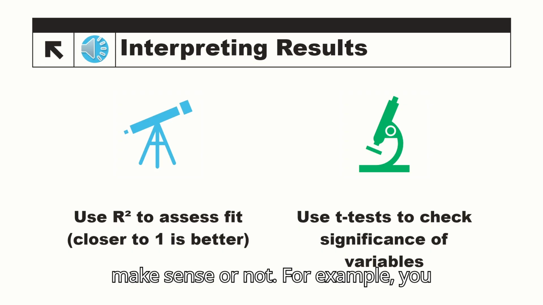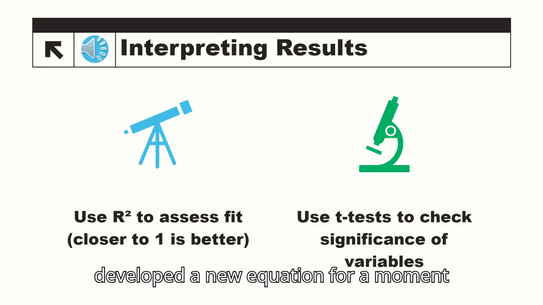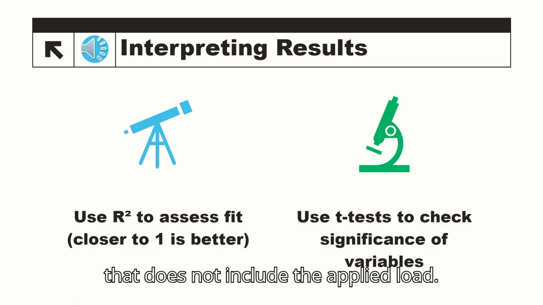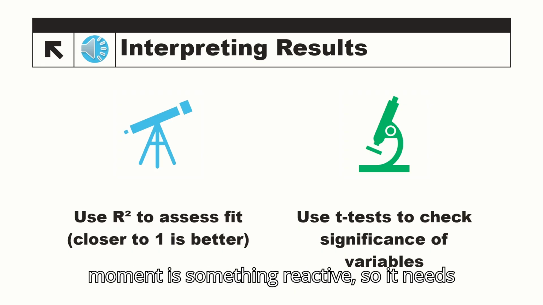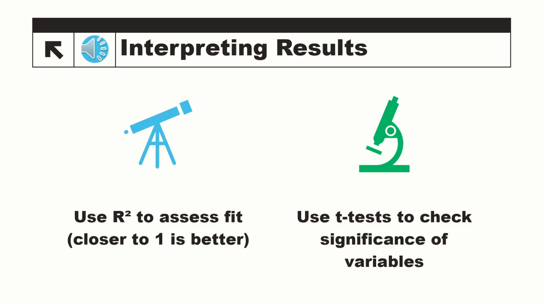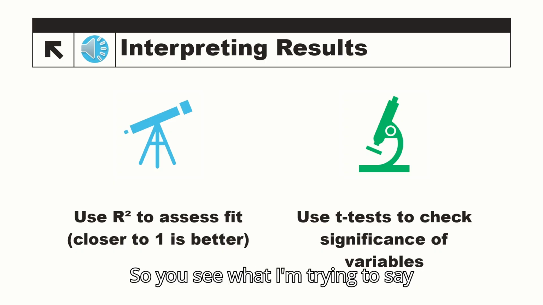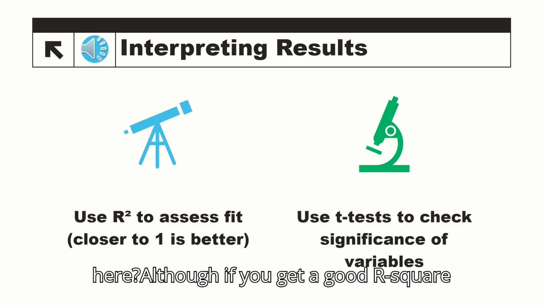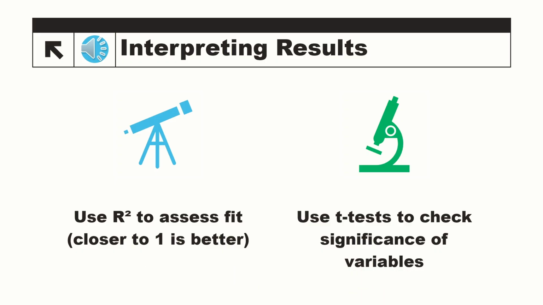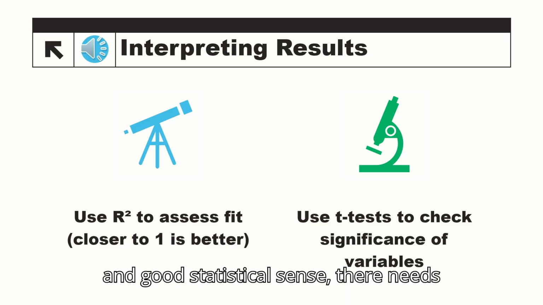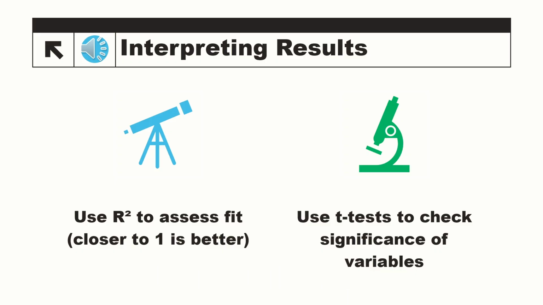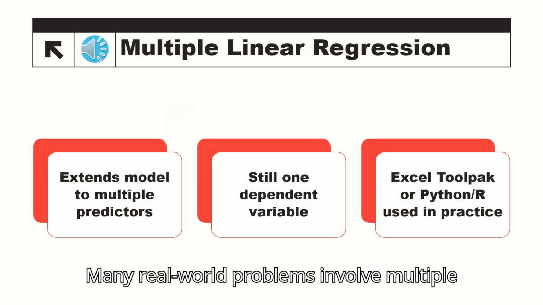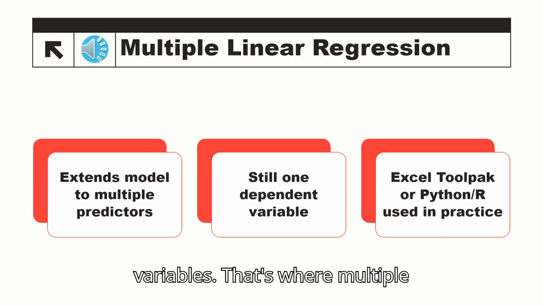For example, you developed a new equation for moment that does not include the applied load. Well, that's weird, right? Because a moment is something reactive, so it needs to react to something. So you see what I'm trying to say here? Although if you get a good R square and good statistical sense, there needs to be a good engineering sense.